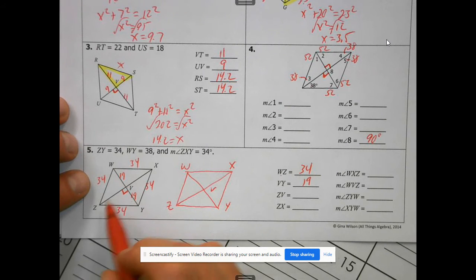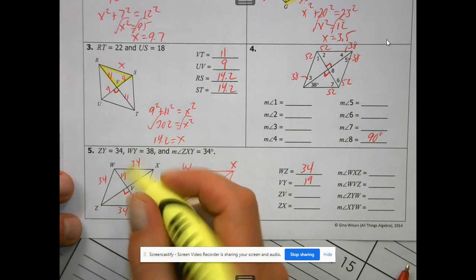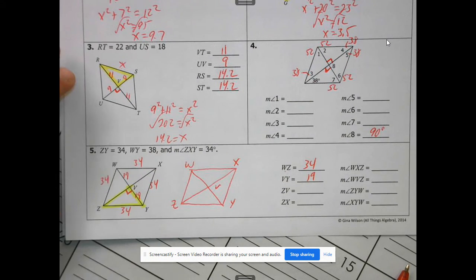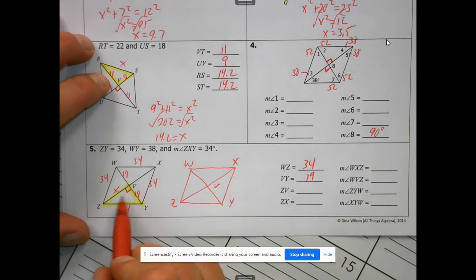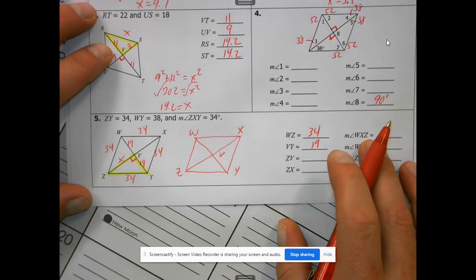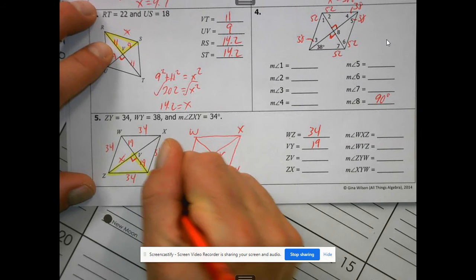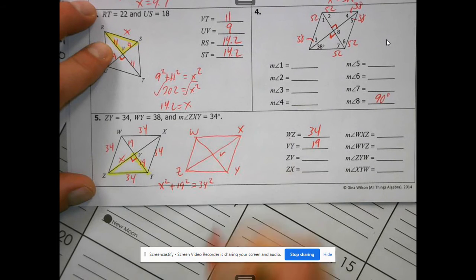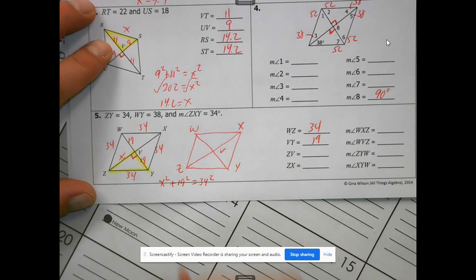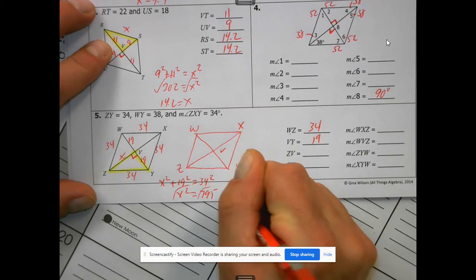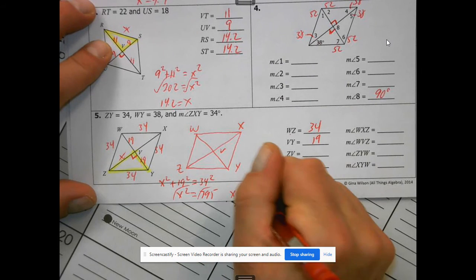Z to V, all right, Pythagorean theorem one more time. Trying to find this piece right here, we'll call it X. A squared, B squared, C squared. We're running out of room here. All right, X squared plus 19 squared equals 34 squared. Subtract the 19 squared over. That comes out to be 795, and then I have to square root that. That comes out to be 28.2.